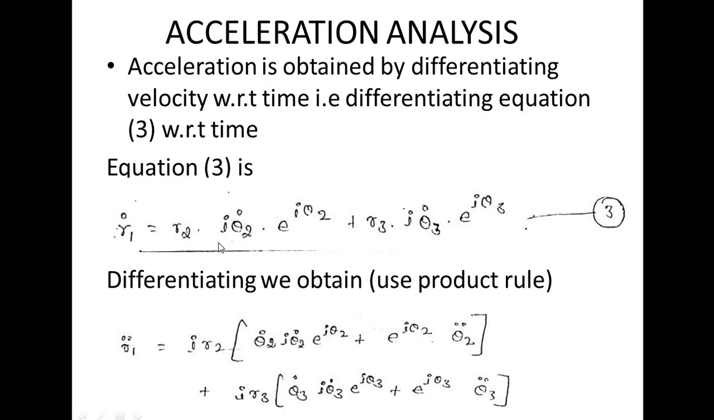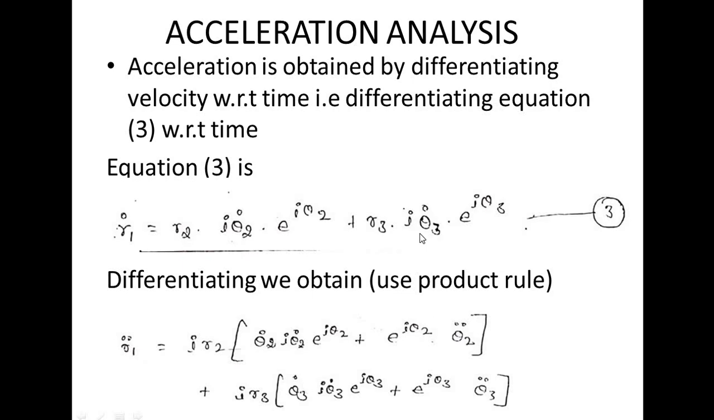So here the first term, theta 2 dot, we keep as it is, and the differentiation of e to the power of i theta 2 is i theta 2 dot into e to the power of i theta 2, plus e to the power of i theta 2, which we keep as it is, and the differentiation of theta 2 dot is theta 2 double dot. Like this we have to do.